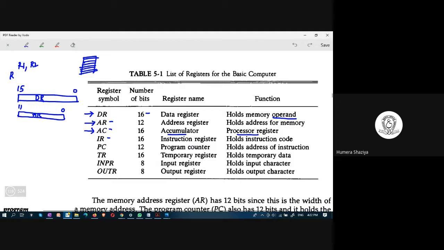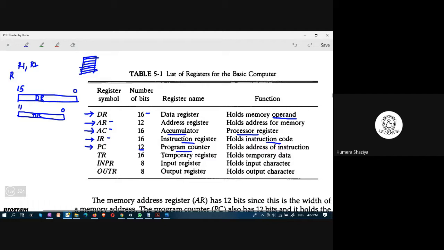Its size is 16 bits. IR, instruction register. We learned that its size is 16 bits and it stands for instruction register and it holds the instruction code. The instruction code further has mode bit, operation code and address. The next one is PC. Its size is 12 bits and its name is program counter, PC.